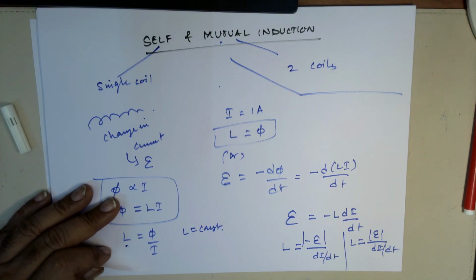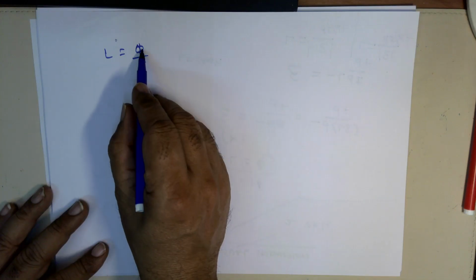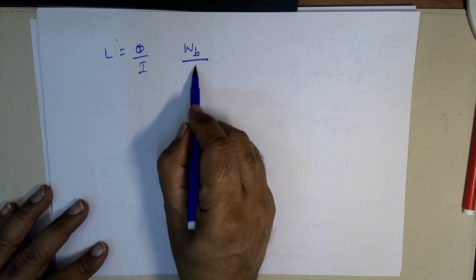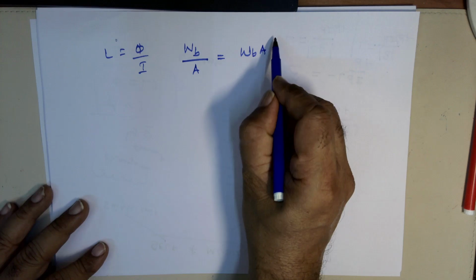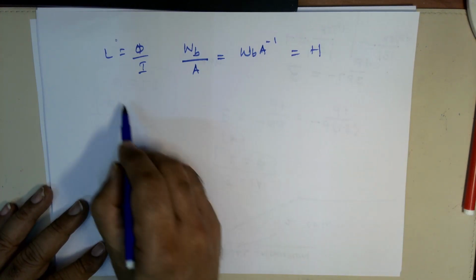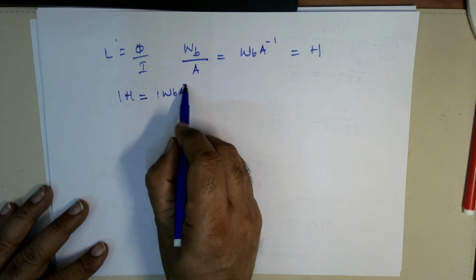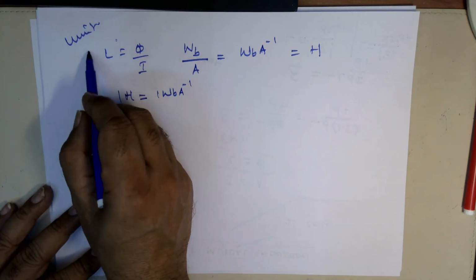Now, as we already discussed, L is equal to phi by I. In this case, phi is in Weber, divided by I in ampere. So it means Weber per ampere, ampere inverse. That is called Henry. So 1 Henry is equal to 1 Weber per ampere. So this is the unit of L.